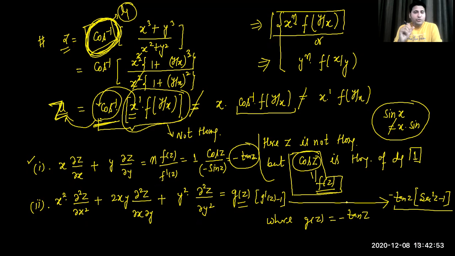If the function is homogeneous, you can apply the direct Euler formula. If not homogeneous but can be converted into homogeneous, then the deduction formula. Remember, I am not saying that for every non-homogeneous function we can apply the deduction formula. No, I am not saying this. I am saying if the function is non-homogeneous, but it can be converted into homogeneous, then we should apply the deduction formula.